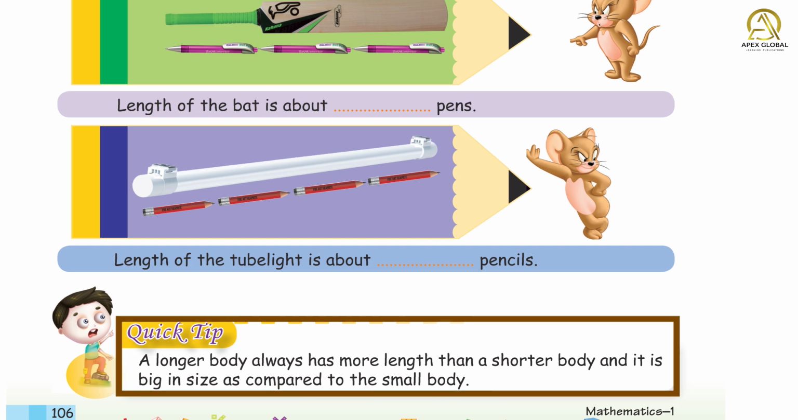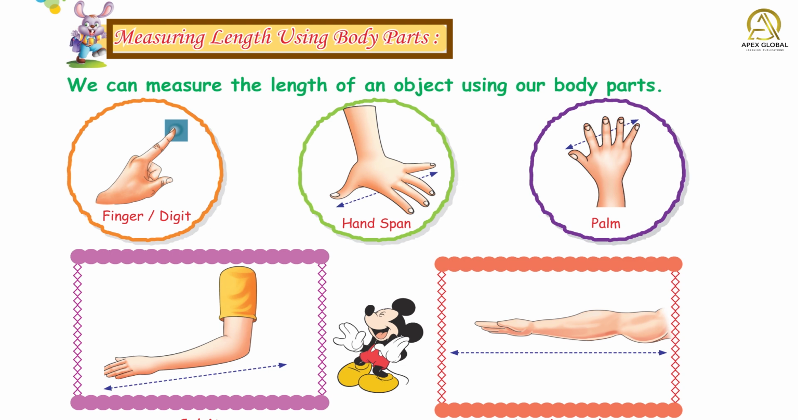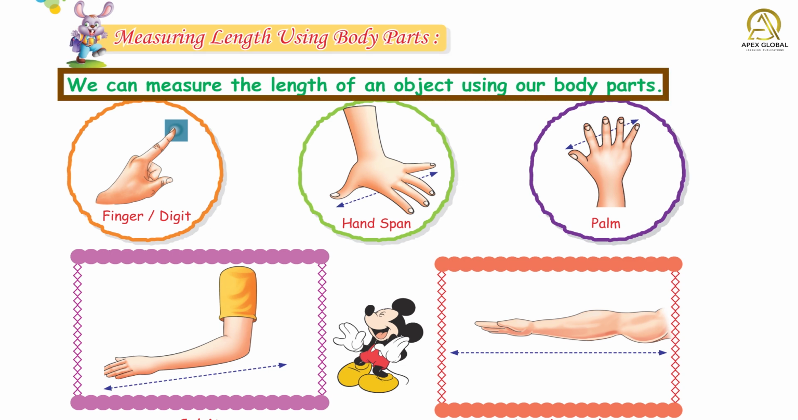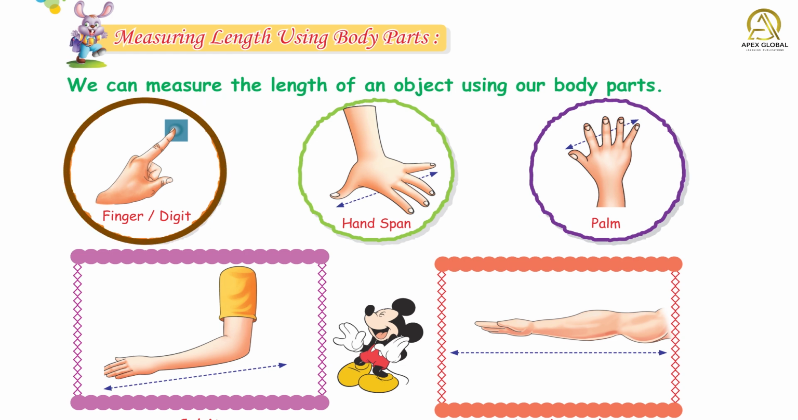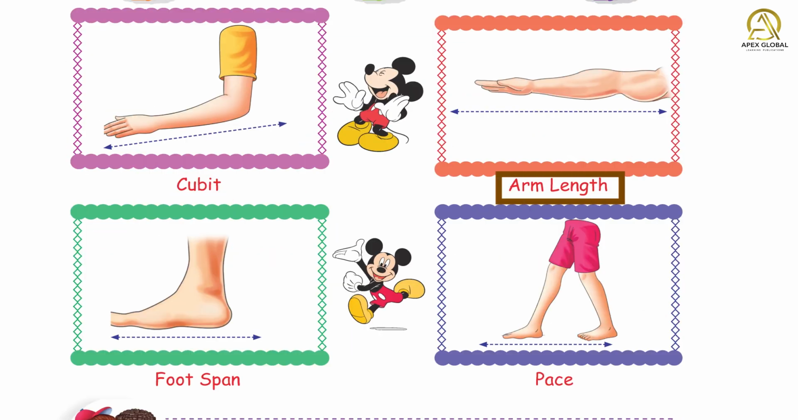Quick tip. A longer body always has more length than a shorter body, and it is big in size as compared to the small body. Measuring length using body parts. We can measure the length of an object using body parts: finger, digit, hand span, palm, cubit, arm length, foot span, pace.